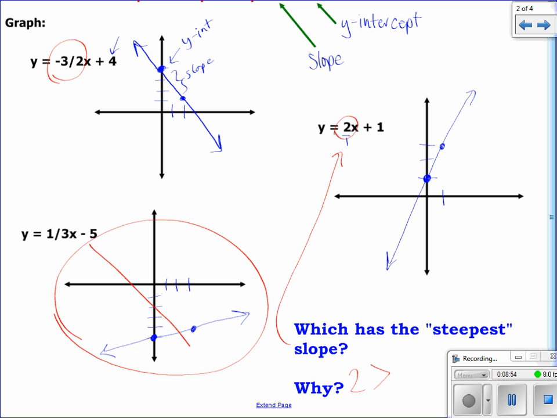So the bigger slope values create steeper lines. That one is steeper because 2 is bigger than the other slope of 3/2. Okay, we're not talking about negative, positive, or anything like that. That just tells you what direction the line is tilting. We're just talking about how steep it is. That's going to help you on a homework problem.